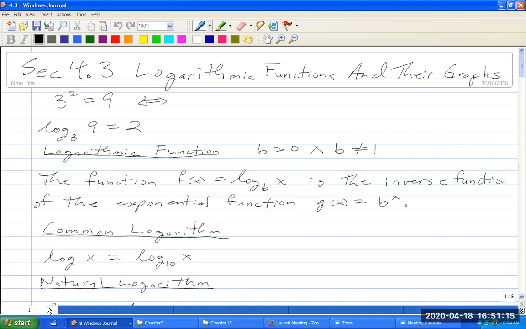Functions and their graphs. Okay, so 3 squared is 9. So here's my base. My exponent. And then my result. Since 3 squared is 9, I can write that as log base 3, here's the base, of the result, 9, is equal to the exponent, 2. So logarithms are just exponents. So the properties that we will give for logarithms are just the properties of exponents.